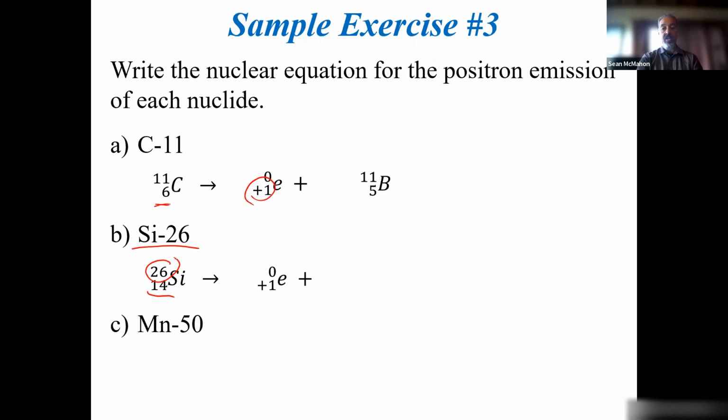So now, if I shoot out a positron, 1 plus what number is 14? 13. I look on the periodic table, the atomic number 13 is aluminum. The mass stays the same because the proton just converted to a neutron. So I have one less proton, and the mass is still the same. Manganese 50. Remember, start with the positron. 1 plus what number is 25? 24, chromium. Same mass number.